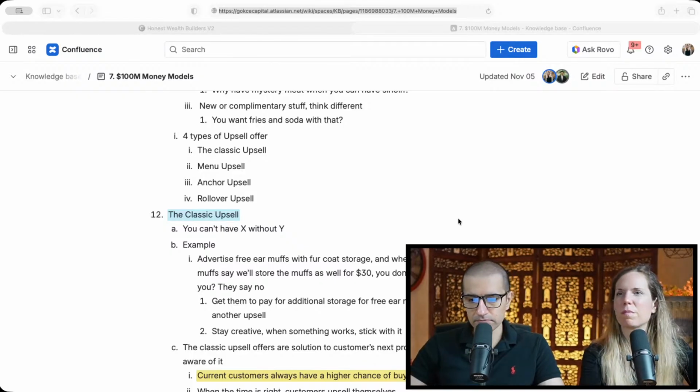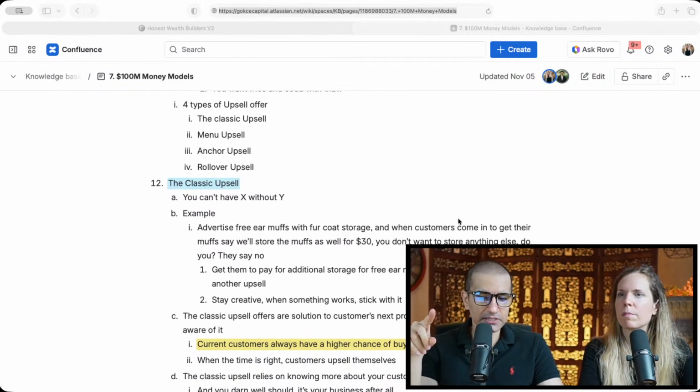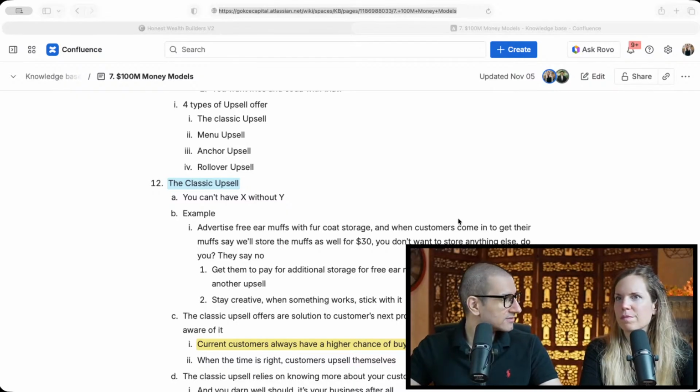Okay, all right. So now there are 4 types of upsells. There's the classic upsell, menu upsell, anchor upsell, and rollover upsell. You're going to remember these, Erica? With enough repetition, yes. That's what this is for.